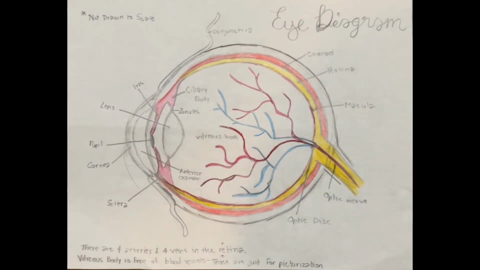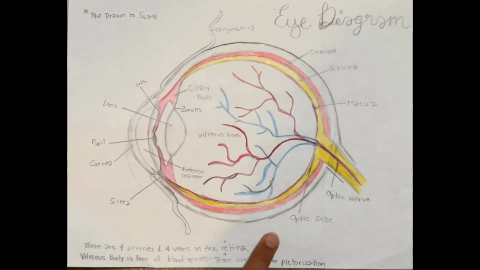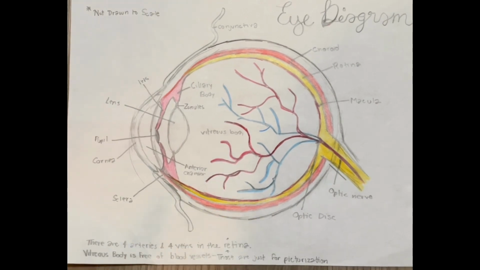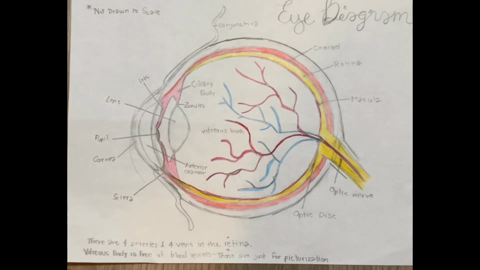Let's get started. So this is the sclera, which is the outer coat of the eye. This is the choroid, which is the middle layer of the eye. And the third layer of the eye is the retina.